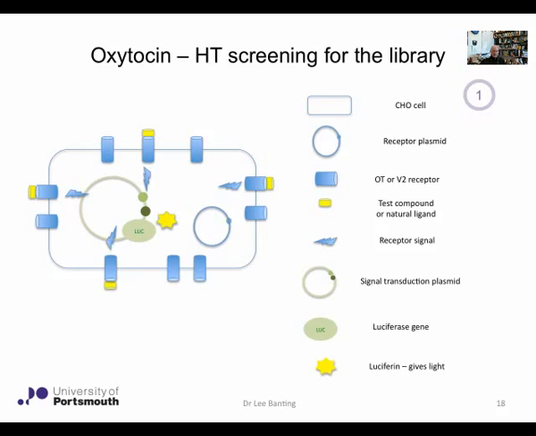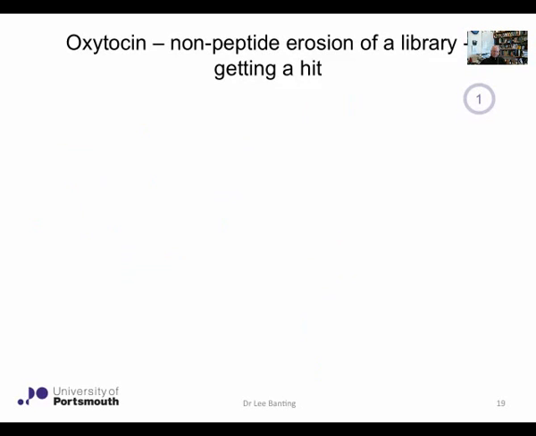And of course antagonism would suppress this, partial agonism would give you an incomplete light output, and the intensity of that light is reflective of the potency of the compounds. So we've got our 50,000 compound library. How do we whittle that down to a hit compound?